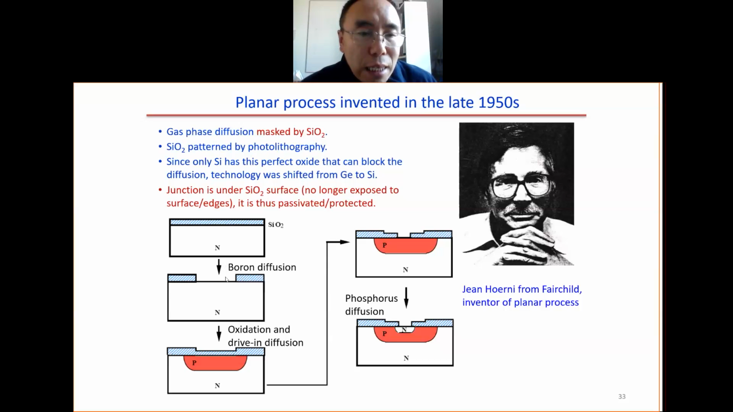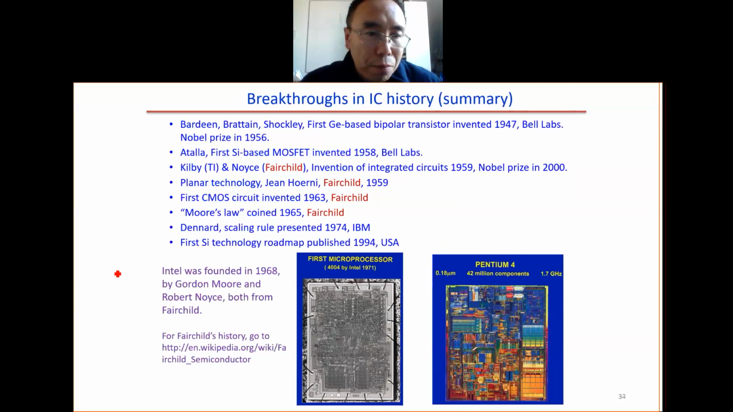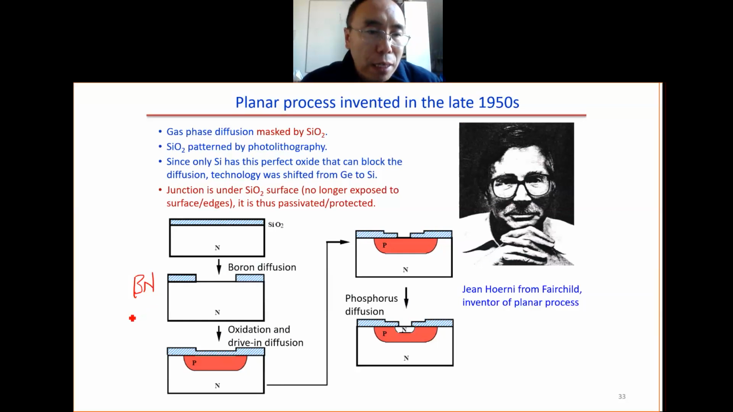You can see here. So we grow a silicon oxide, then we do the lithography and etching to pattern it, then we do the boron diffusion. This can be boron nitride or the boron. So we can use those gases as the boron source to diffuse. The boron becomes the p-type. Then with the oxidation, we grow another oxide. Then the boron also gets deeper through the oxidation process. Then we pattern it again by lithography and etching. Then we do a second phosphorus diffusion.